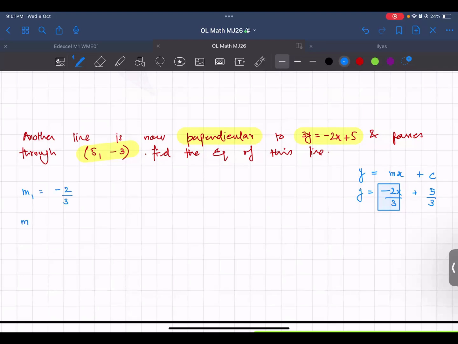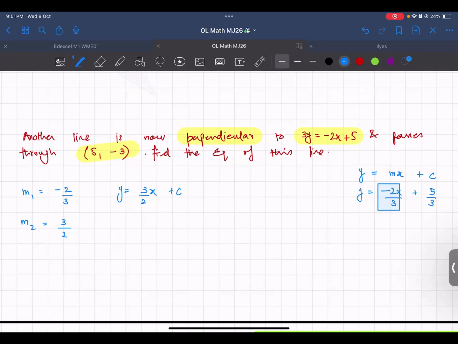And now you would do the negative reciprocal to get the gradient of the other line. Yeah, so you would multiply it with minus and then flip it upside down. So 3 upon 2. Minus minus becomes plus and 2 upon 3 becomes 3 upon 2. So now y is equal to 3 upon 2 x plus c.